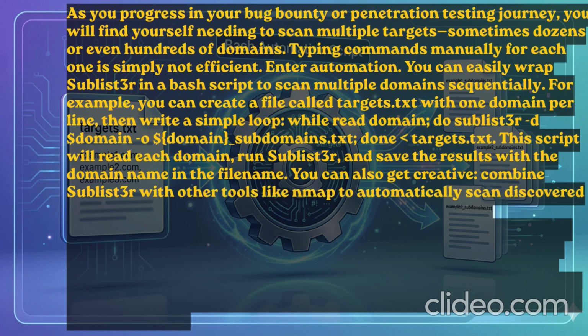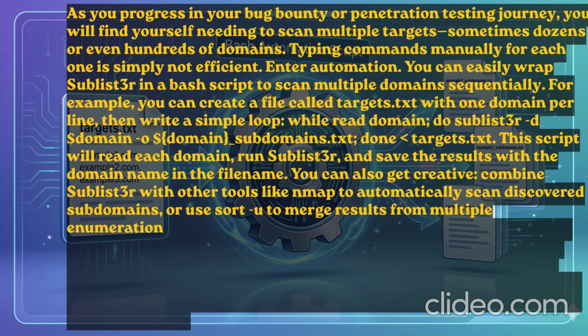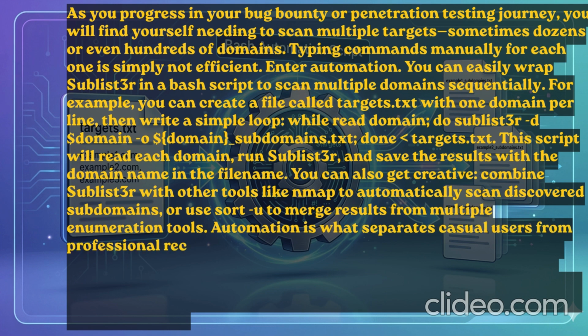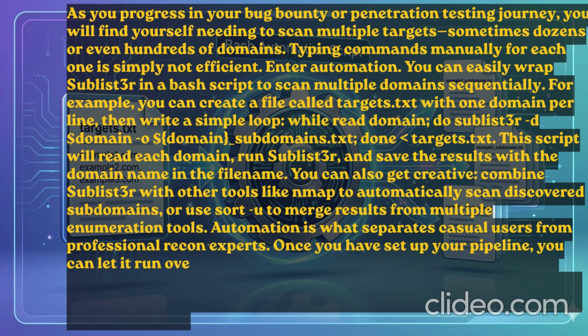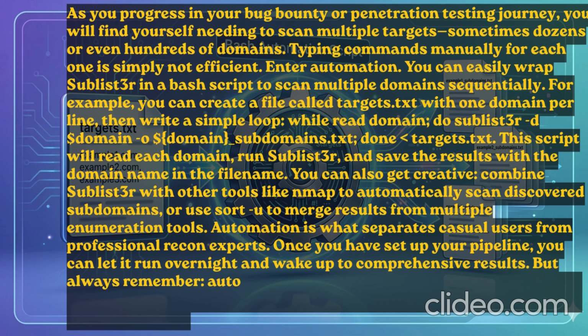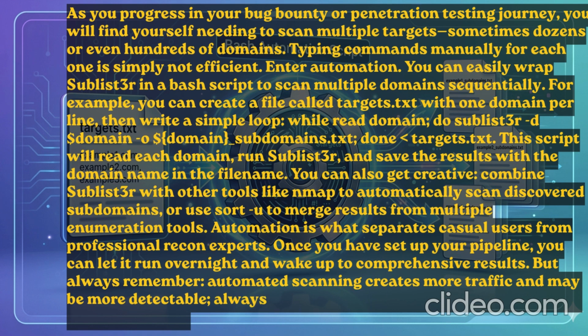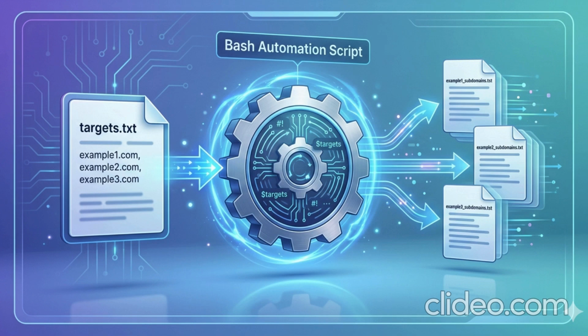You can also get creative: combine Sublist3r with other tools like Nmap to automatically scan discovered subdomains, or use sort -u to merge results from multiple enumeration tools. Automation is what separates casual users from professional recon experts. Once you have set up your pipeline, you can let it run overnight and wake up to comprehensive results. But always remember, automated scanning creates more traffic and may be more detectable. Always ensure you have proper authorization and scope definition.